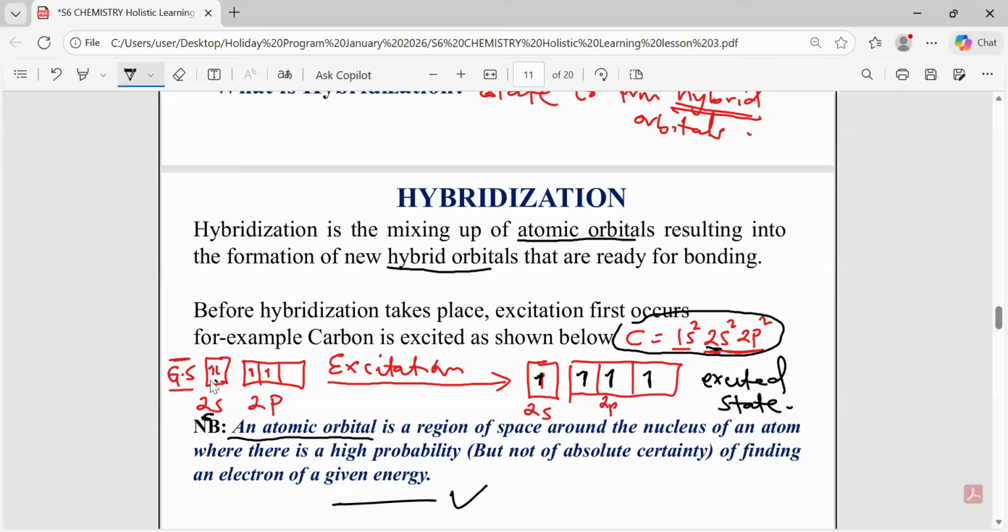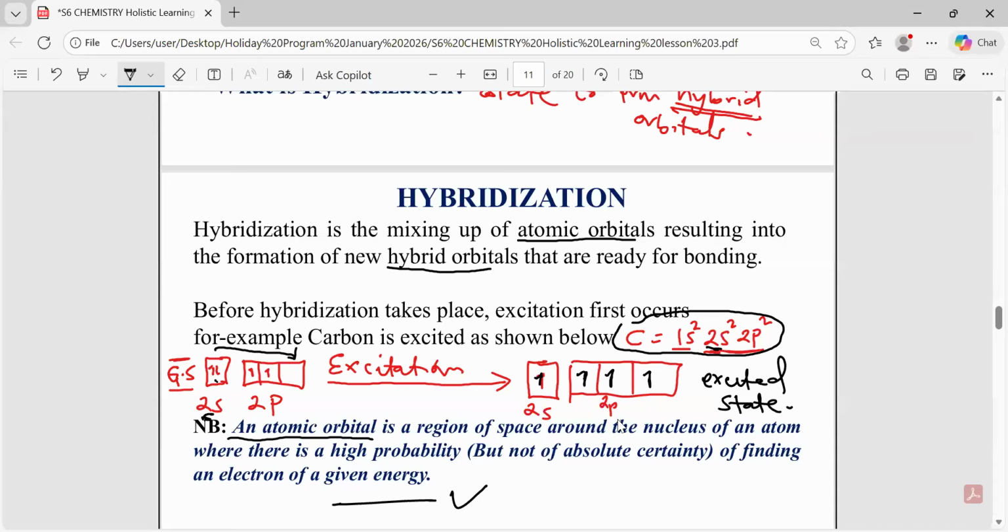jumps, or is promoted, to the 2p orbital, that space where you see the arrow. The 2p orbital has higher energy, and it's the electron of 2s that is promoted to the 2p because it's in close proximity to the 2p. We cannot have an electron of 1s jump directly to the 2p orbital. After the heat energy causes an s electron from the 2s orbital to be promoted to 2p, that's called excitation.